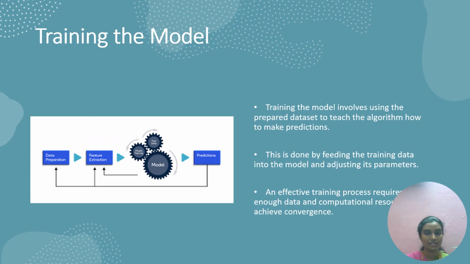Training the model. Training the model uses the prepared dataset to teach the algorithm how to make predictions. This is done by feeding the training data into the model and adjusting its parameters. An effective training process requires enough data and computational resources to achieve convergence. Training the model takes a lot of inputs from the user to get the accurate result of the expected prediction. That is why training the model is the most important thing to do in the process of machine learning steps.